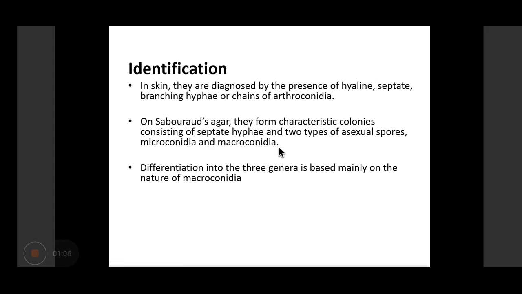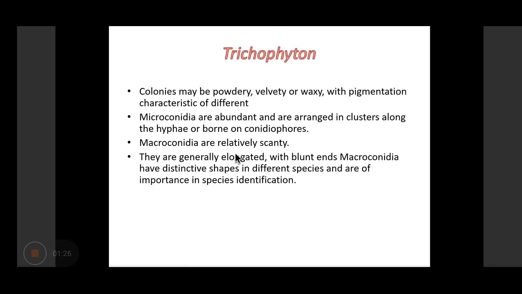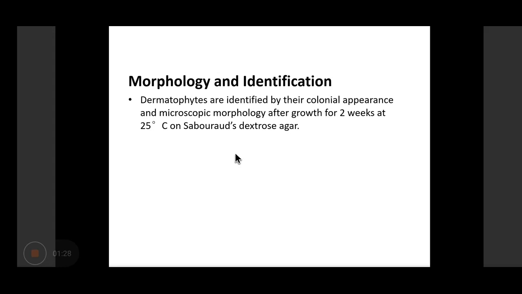We have two types of asexual spores, that is microconidia and macroconidia. Micro, as the name suggests, is small in size, and macro is larger in size, known as macroconidia. These are differentiated on the basis of the nature of the macroconidia they have. So how can we grow them? We culture them on SDA and incubate at 25 degrees centigrade, and the growth appears after 2 weeks.